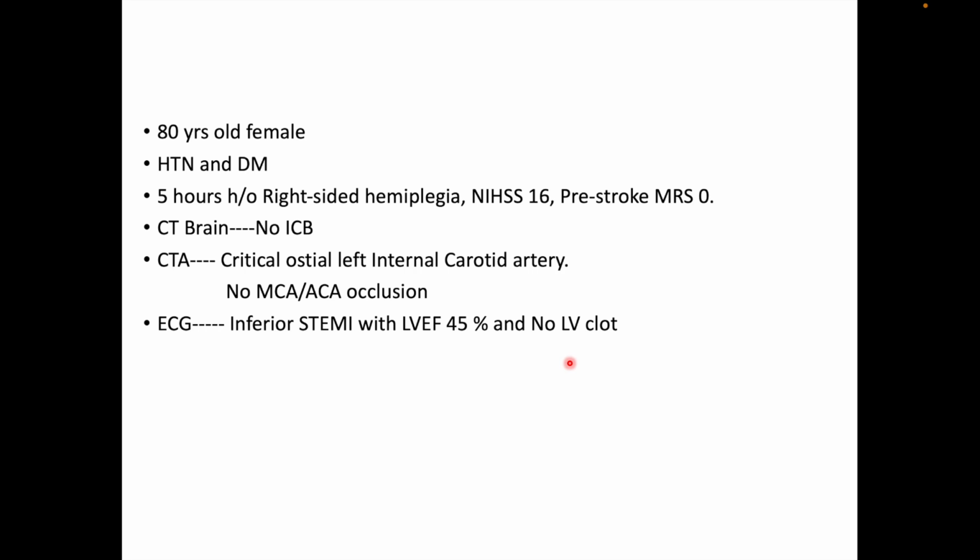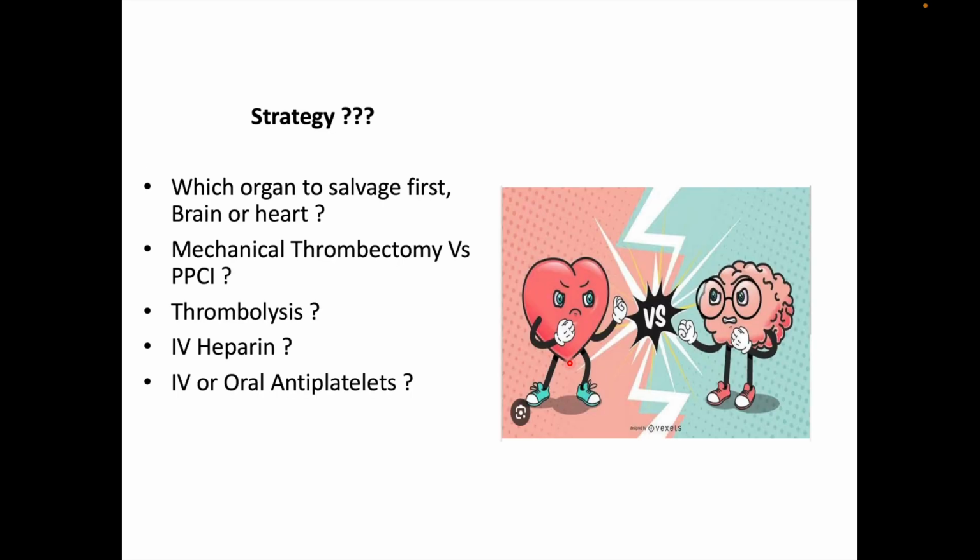There was no MCA or ACA occlusion, so our target was ostial left internal carotid artery. At the same time, her ECG also showed inferior STEMI with ejection fraction of 45%. So, which organ to salvage first, brain or heart? Mechanical thrombectomy versus primary PCI.